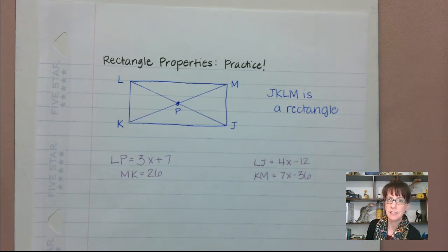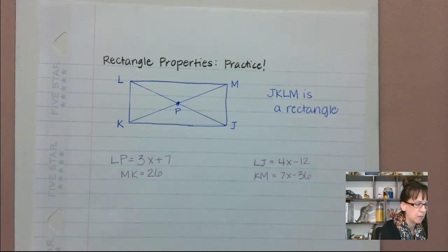The first one says, and in geometry, we never assume anything. We have to either be told it or we have to prove it. And so I'm telling you JKLM is a rectangle. So this box right here is a rectangle. That means we got some 90-degree angles. We have diagonals that are congruent. We have opposite sides that are congruent. So with that information in mind, let's see what we can do here.